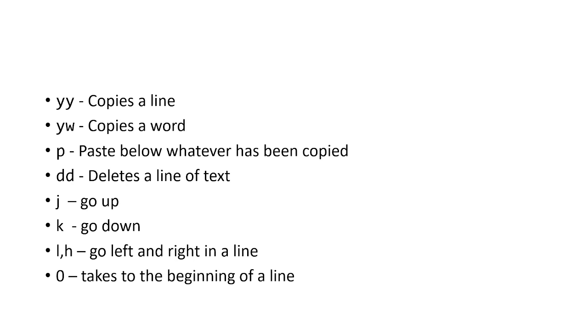j and k: j is for going down and k is for going up, so there's a little mistake here. H and L are for going left and right in a line. Sorry, if we press H, it will go to the left, and L is for going to the right. And 0 takes you to the beginning of a line, not the file. Thank you. So these were some basic commands that we discussed.